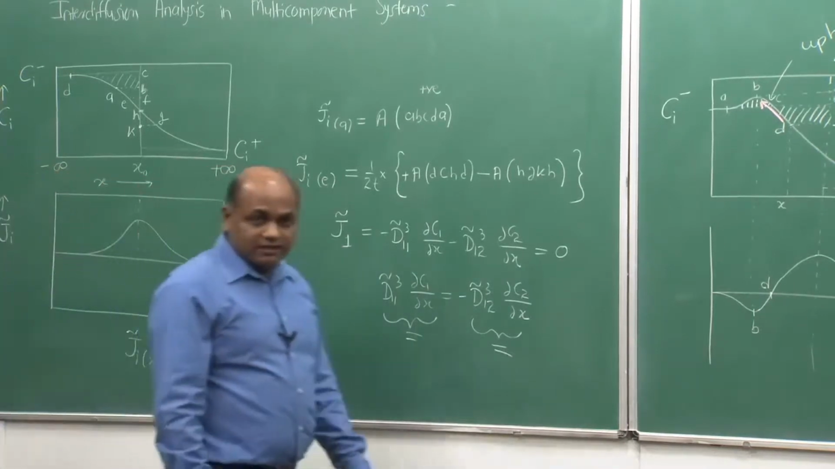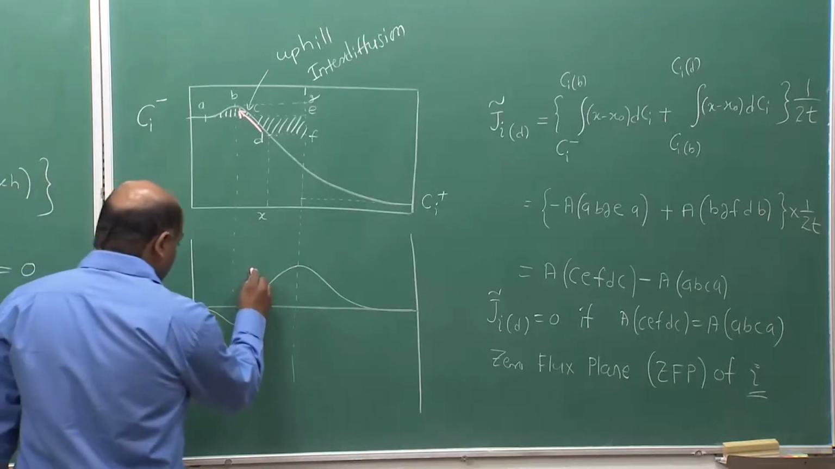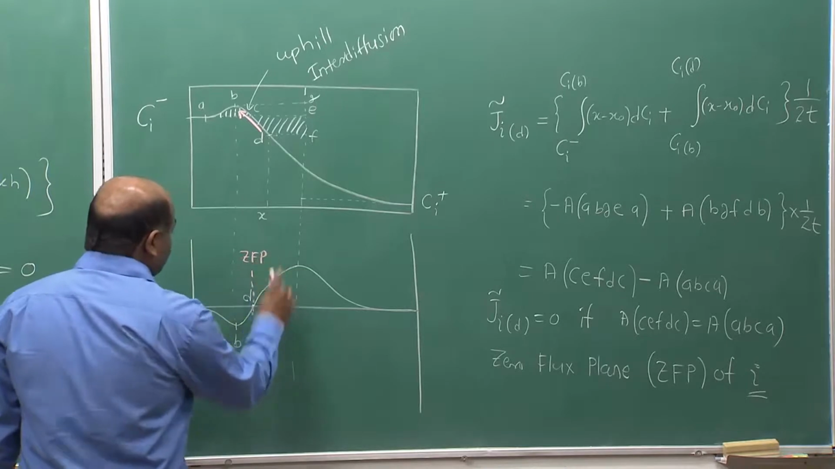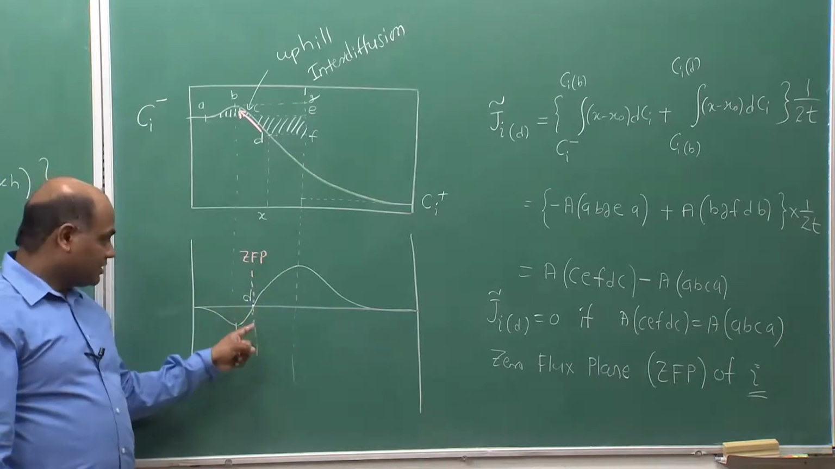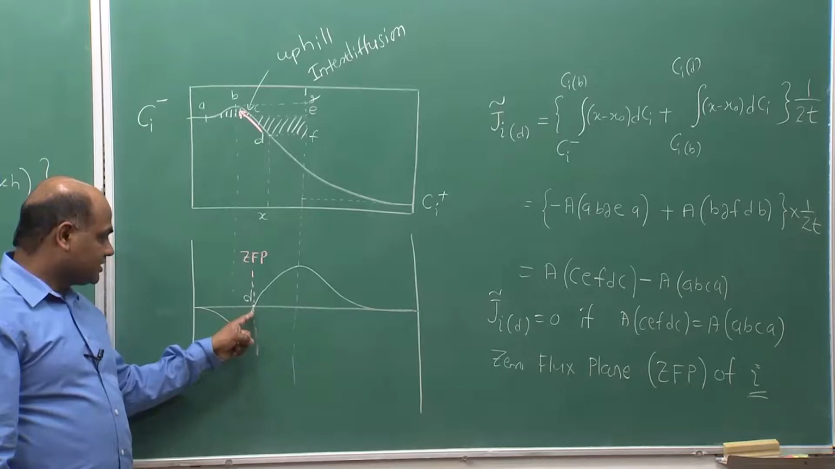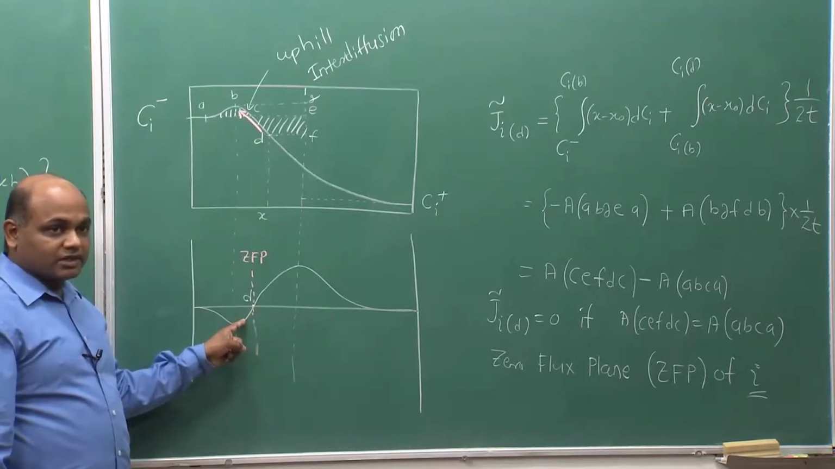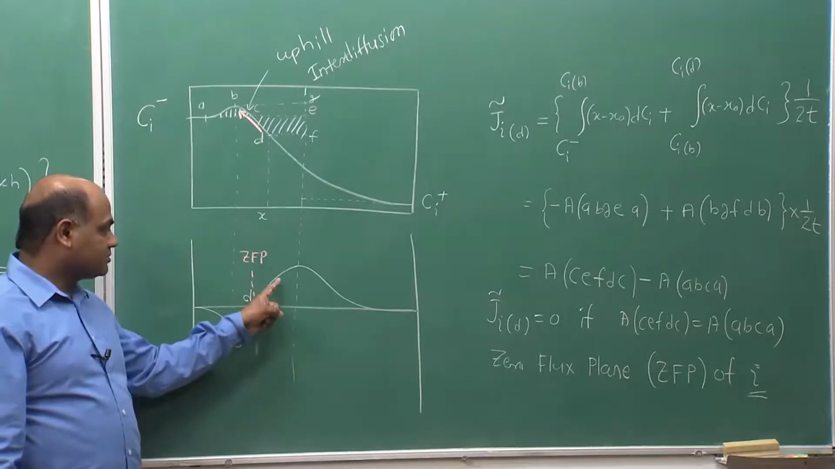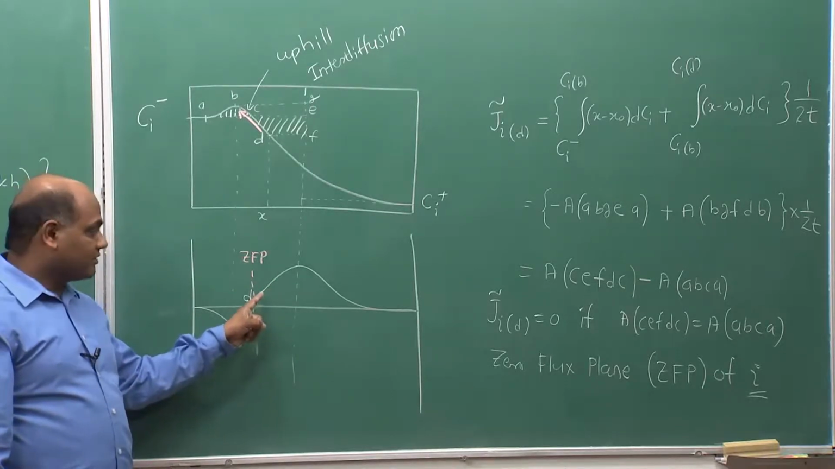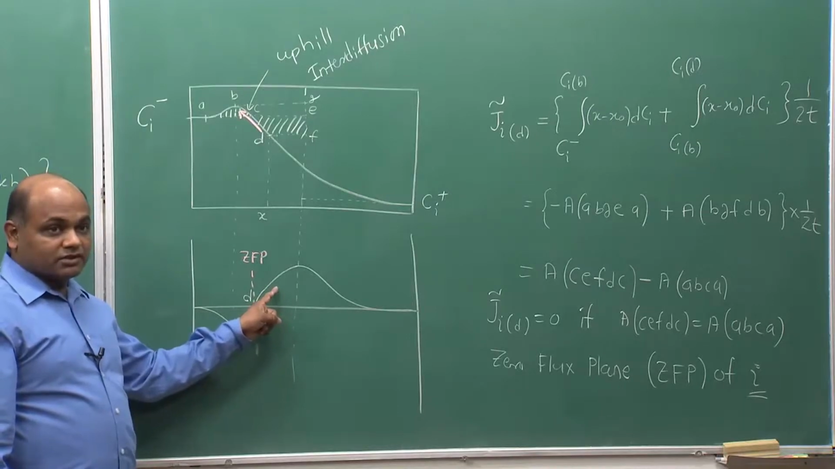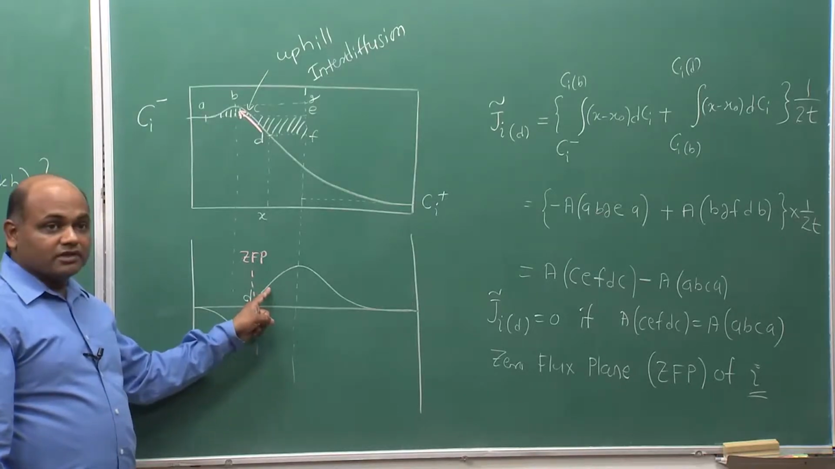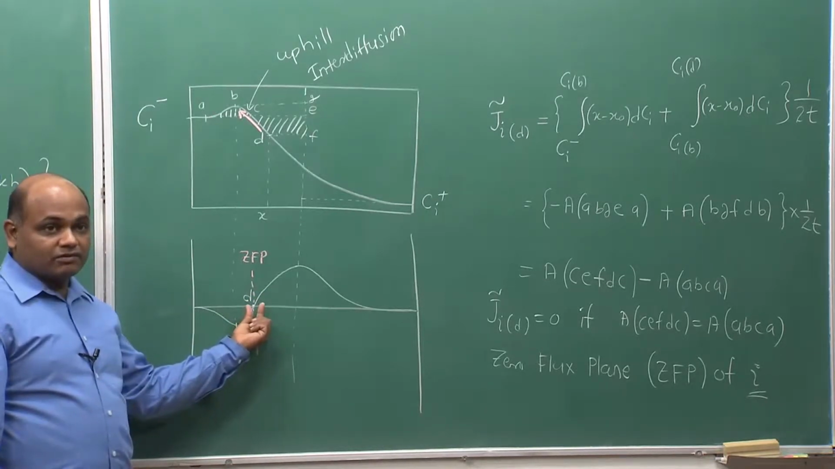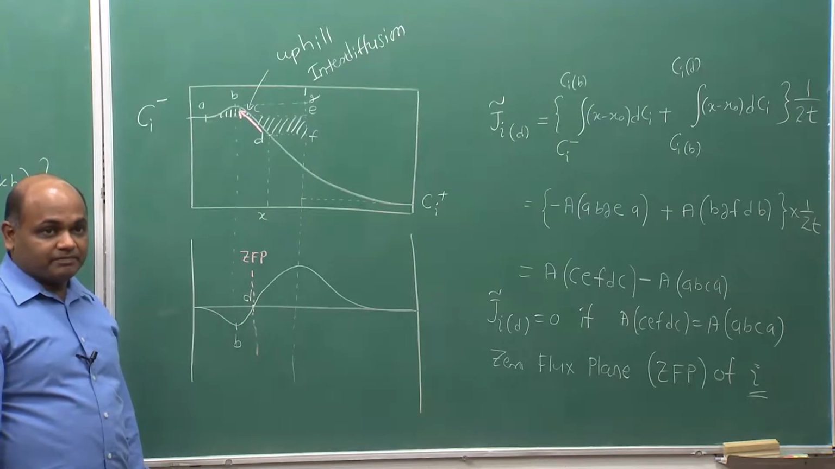We can also see, if we look on either side of the ZFP, on the left side the diffusion flux is negative, that is the component is moving from right to left. On the right side the diffusion flux is positive, that is the component is moving from left to right. So, there is a reversal of flux on either side of the 0 flux plane or ZFP.